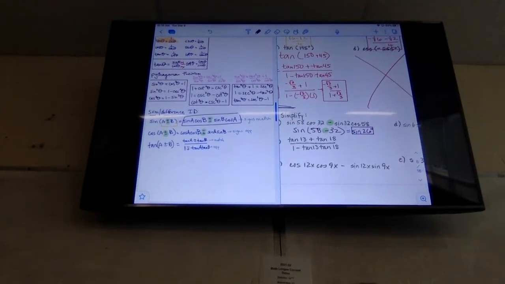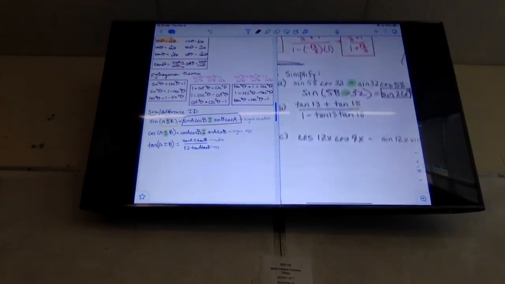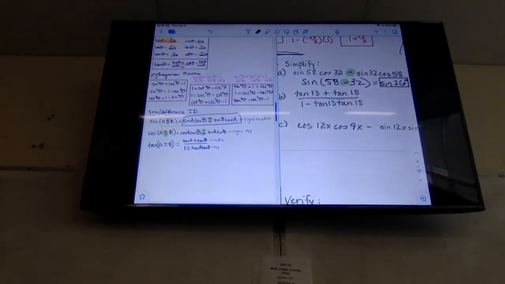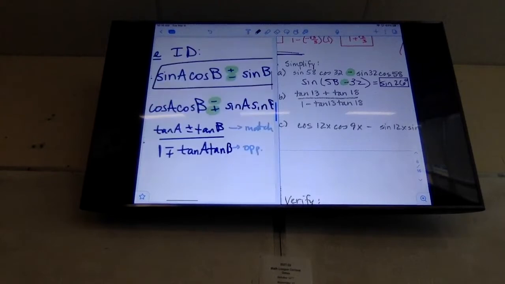Since I see B and C already, I'm just going to do those. If I look at B, it says tan of 13 plus tan of 18, all divided by 1 minus tan 13, tan 18. Which one does that look like of my sum and difference? Tan, right? The only one that has tangent in it at all is the tangent one. And it looks just like it. Tan of something plus tan of something else, all divided by 1 plus or minus tan of both things multiplied together. So this is going to simplify to be just tangent.